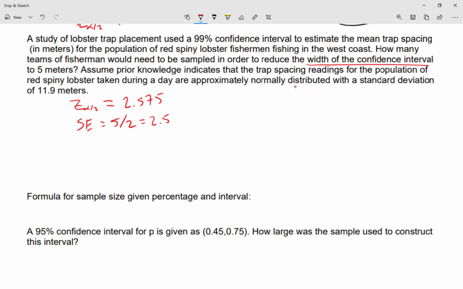Okay, assume prior knowledge indicates that the trap spacing readings for the population of red spiny lobsters taken during the day are approximately normally distributed with a standard deviation. Ooh, okay. My standard deviation. Now, my standard deviation is that S or S squared? It's just S, right? Okay, so my standard deviation to be 11.9. Okay, we're looking for the sample, right? Because I see the question, it asks how many teams of fishermen will be needed. So yeah, we need our N.